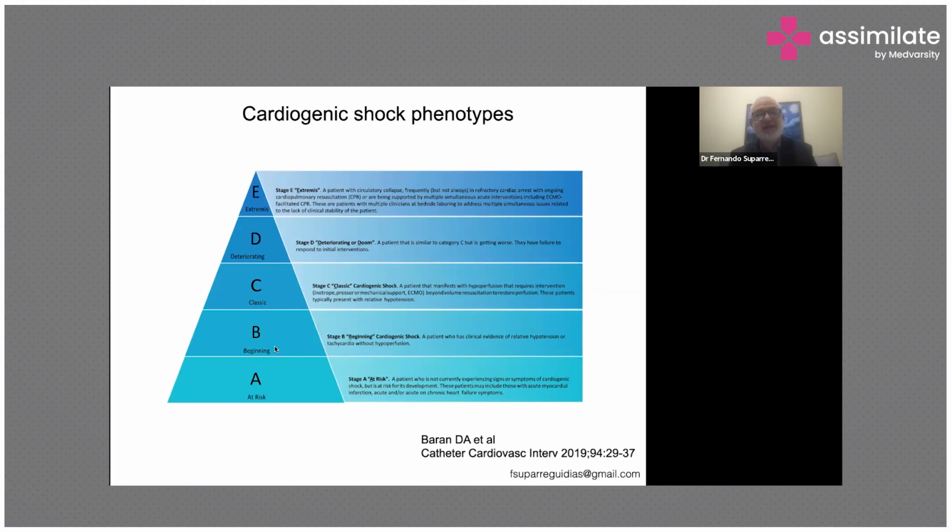And the moment to start very close hemodynamic monitoring, for sure, should not go beyond the classic cardiogenic shock stage. As you can see, the patient has manifestations of hypoperfusion that require an intervention. At this moment, it's very important that, independent of which hemodynamic tool you will use, pulmonary artery catheter insertion, transpulmonary monitoring, echo, Doppler, any one of these tools, our patients should be stratified and the treatment should be accompanied by a resource like this.